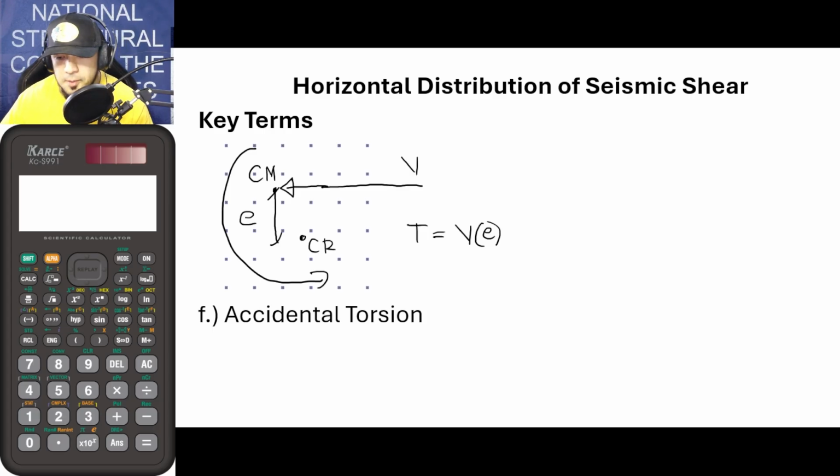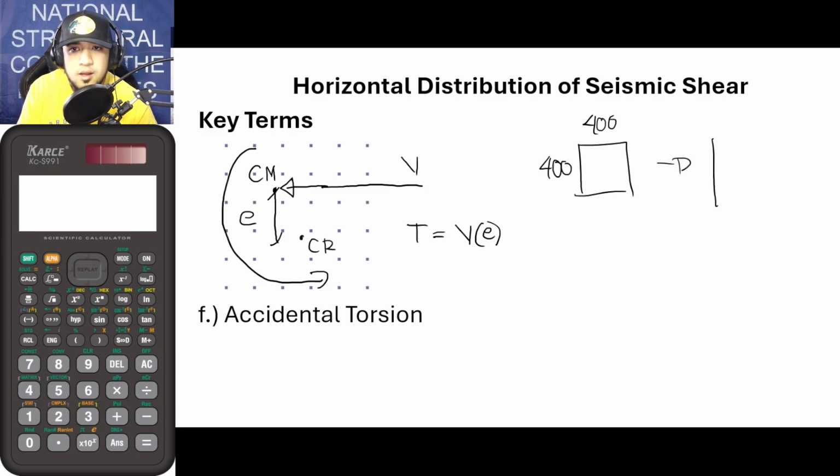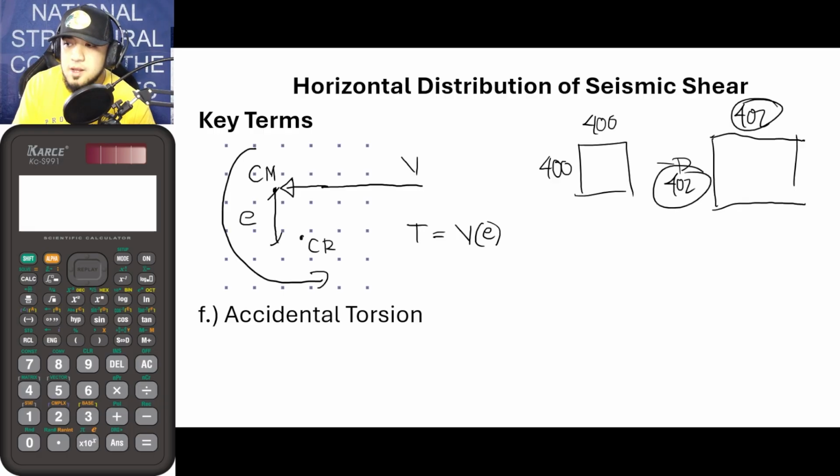So there might be some inconsistencies between your design and that of the actual construction. For example, you want to design a certain column to be 400 by 400. So that was your design. But in real life, in the construction proper itself, what if during concrete pouring its actual size would be, let's say, 402 by 402. So from that, if you would now be having a different dimension of column, the stiffness would also vary, and thus it might affect the location of the center of rigidity.